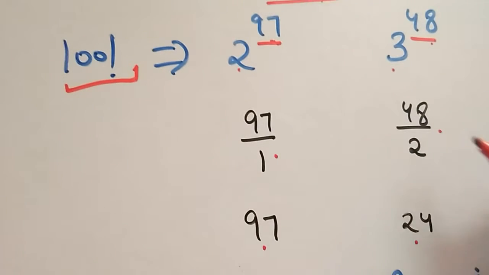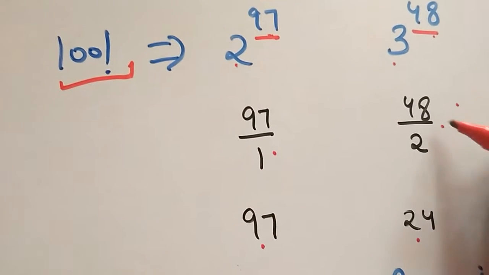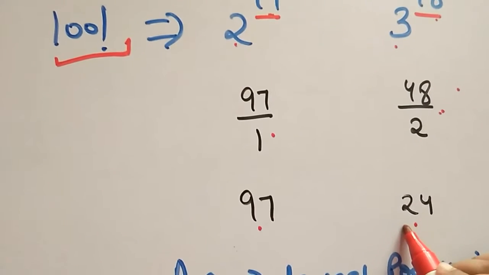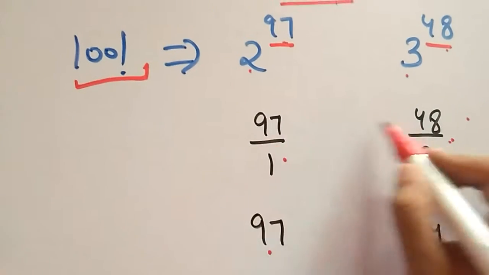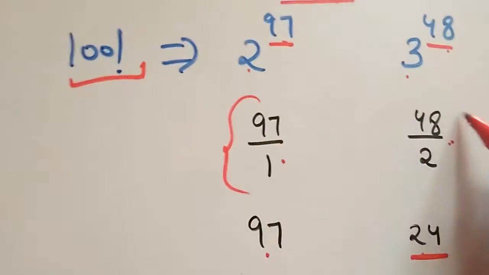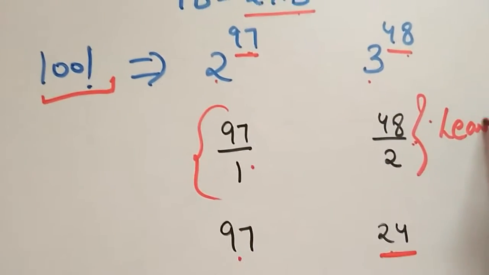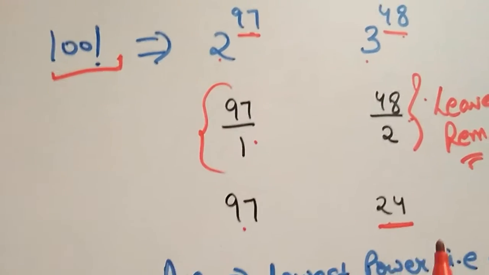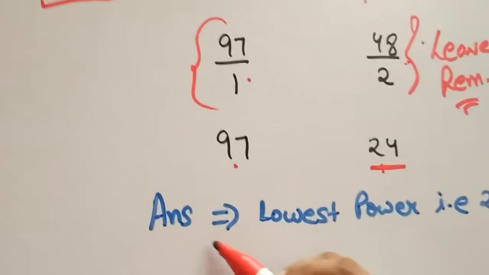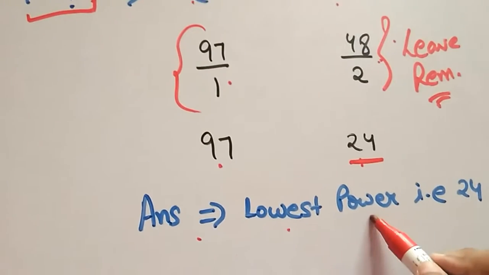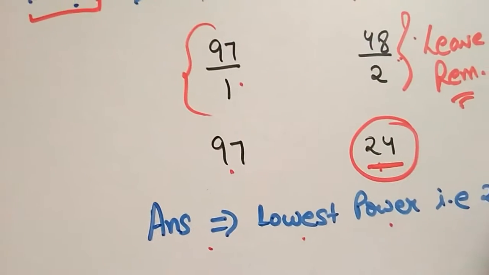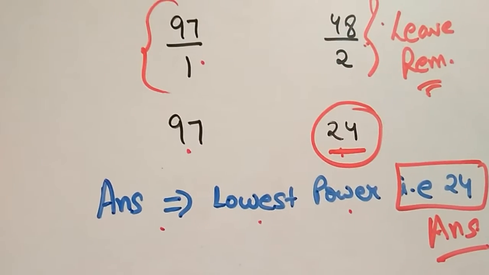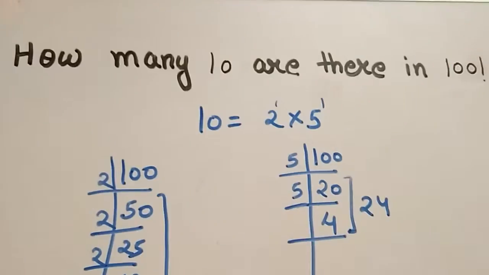Okay, and suppose this is 49, then you have to leave the remainder or it will again come out to be 24 only. In both of these you have to ignore the remainder part. 97 and 24. Now what is your answer? Our answer is the lowest power, that is this 24. So answer is 24. This is the shortcut method to solve such questions.